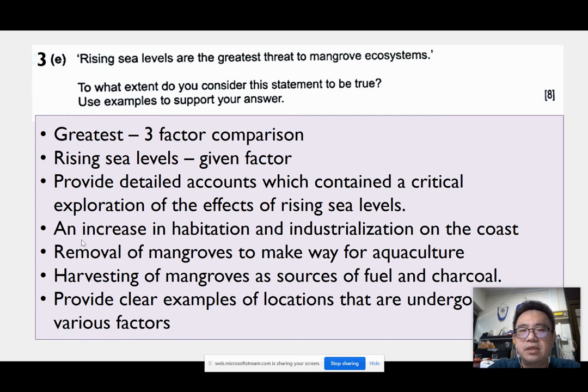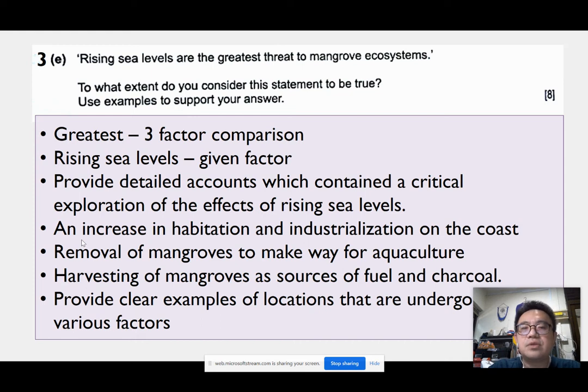So greatest is the keyword highlighted there. Greatest means a comparison of three factors. You must give me three factors, otherwise you are not fulfilling the command word greatest. Rising sea levels, there's your given factor. You have to describe rising sea level. Now, what if you don't know what causes rising sea level and you don't know how rising sea level is a threat to mangroves? Don't do this question. Do the other one, the tourism one. Be smart with this. Don't fight a losing battle from the beginning.